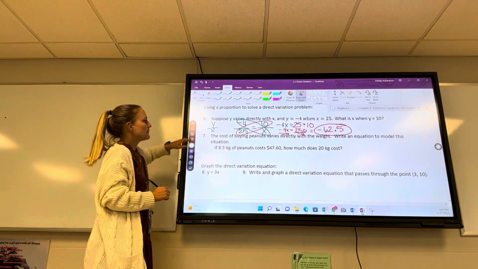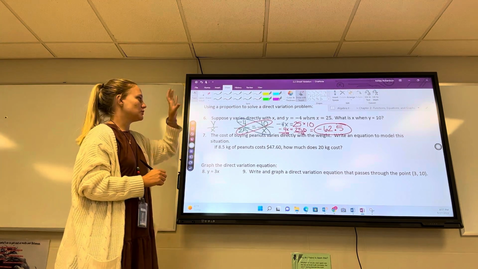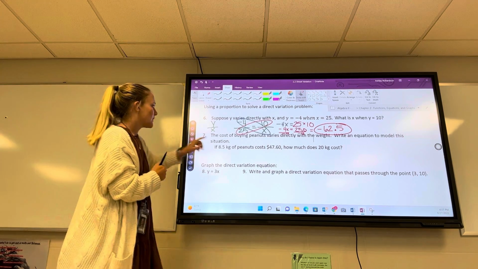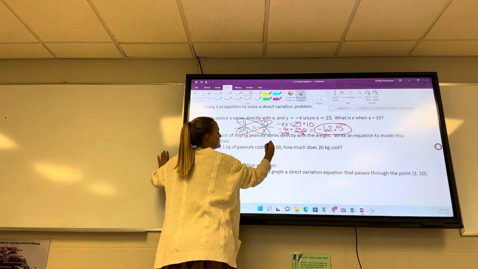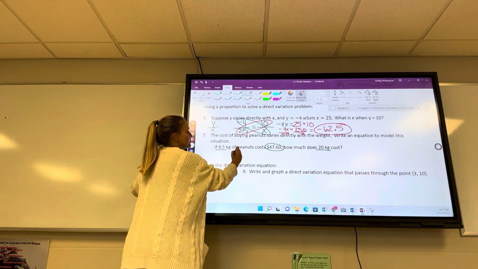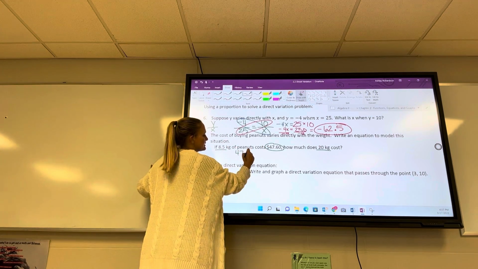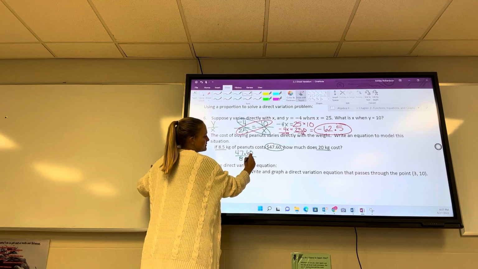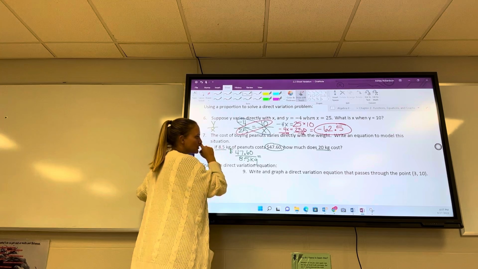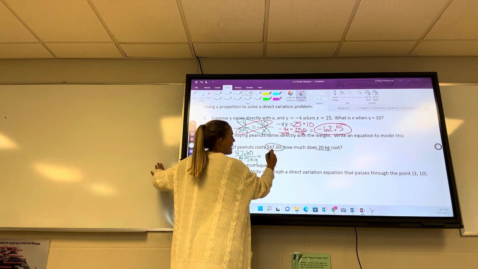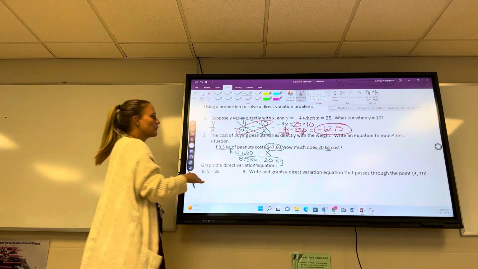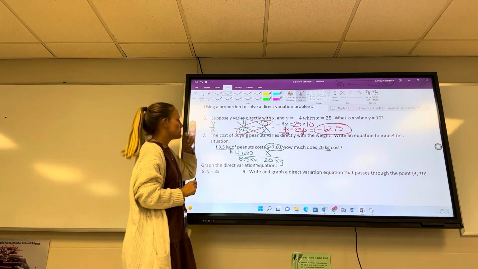On my next one, the cost of buying peanuts varies directly with the weight. So we'll do cost over weight. Write an equation to model this situation. So it costs $47.50 for 8.5 kilograms. How much for 20 kilograms? So we're going to do $47.60 over 8 5/10. And then we have to stay consistent. We did cost over weight, so we're going to do cost over weight again. So I'm going to do x, because I'm looking for the cost over 20 kilograms. Stay consistent, cost over weight, cost over weight. So then I can cross multiply to solve that.